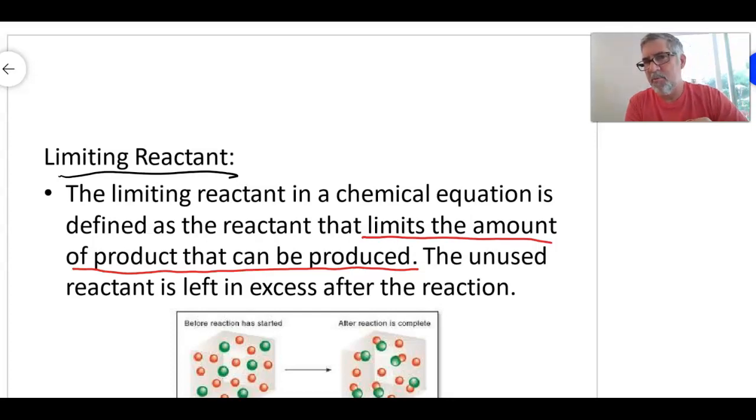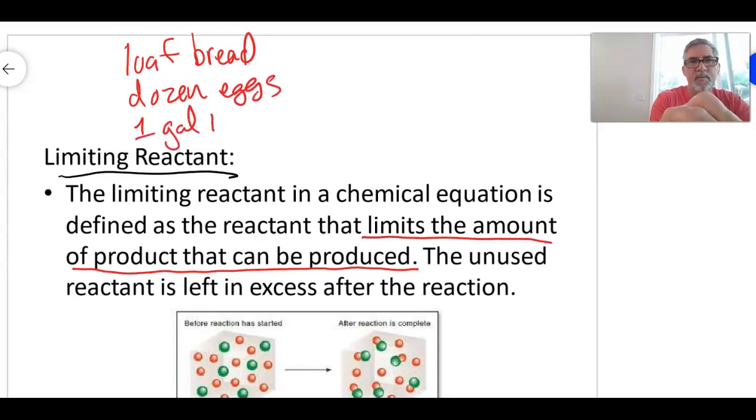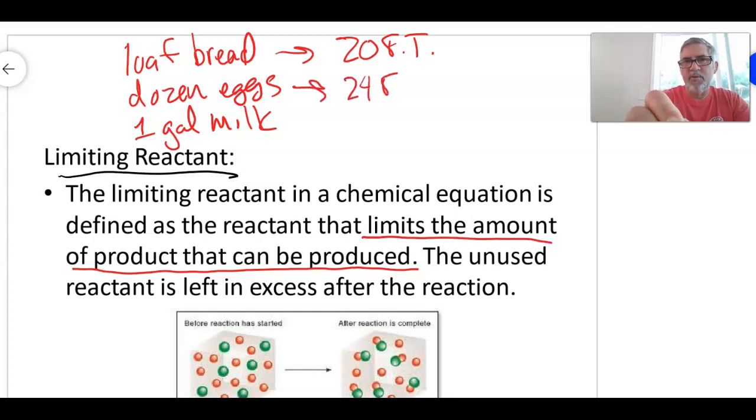Remember we talked about French toast before? We had a loaf of bread, a dozen eggs, and a gallon of milk. And we said that a loaf of bread could make 20 French toasts, and a dozen eggs could make 24 French toasts, and a gallon of milk could make lots. I don't remember the specific number, but it was lots.